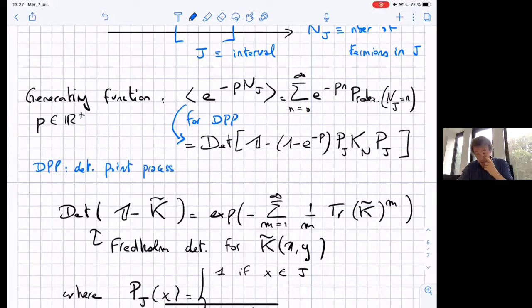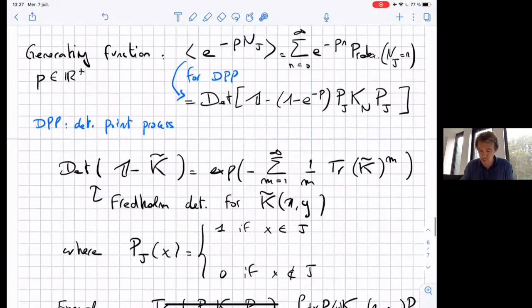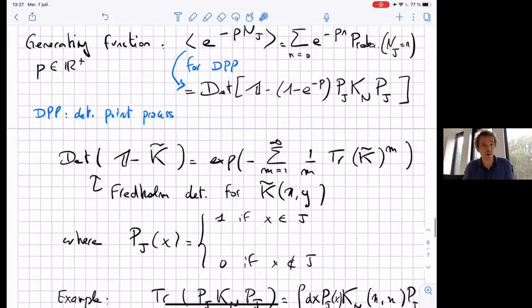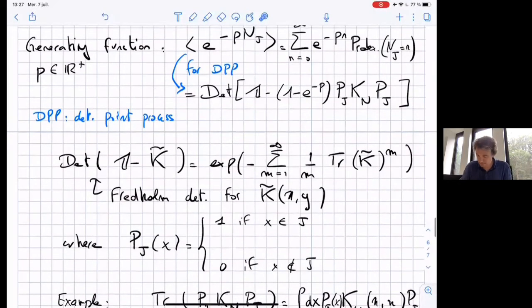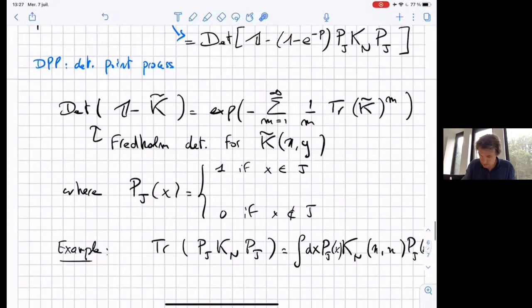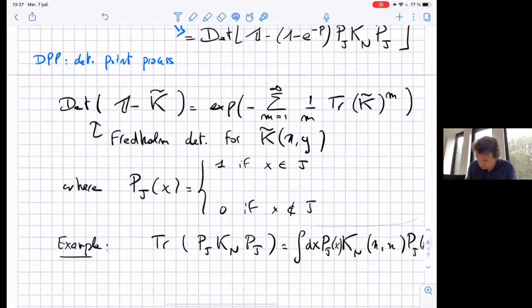So the statement is that one can show that this generating function can be written as this determinant. Now, these lines here are not any proof. They are just an explanation of what this formula is. I hope it was not too confusing what I said here, maybe a little bit.